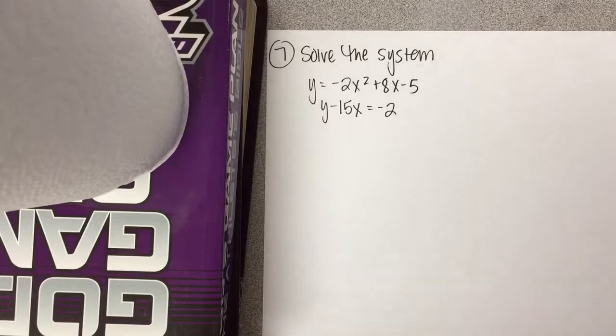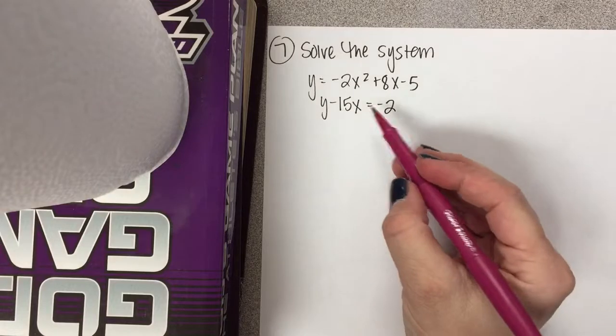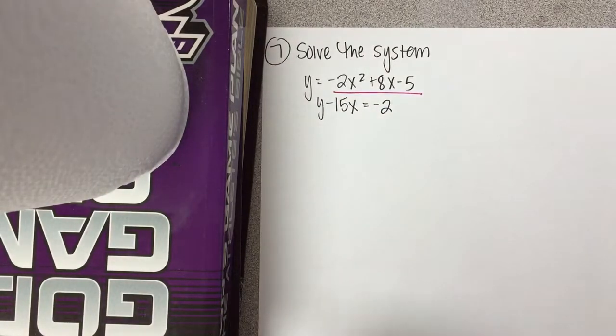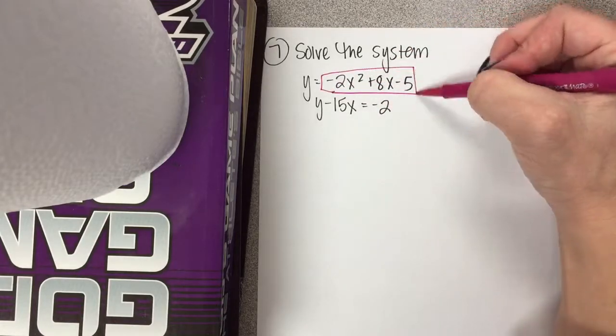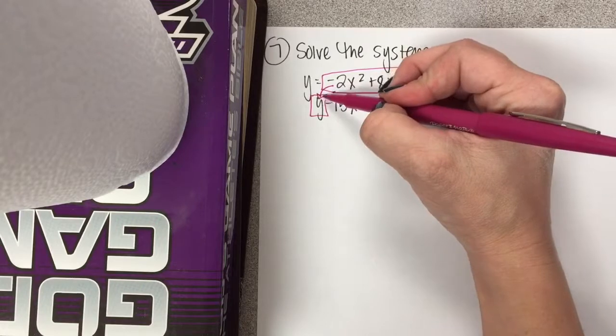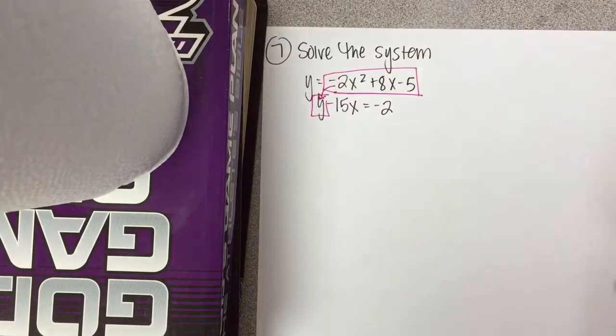Okay, for the very last part, we're going to solve a system. And so what you want is you want one of your equations to be solved for y, and then you're going to substitute that in for y in the other equation. So right here you can see that y equals negative 2x squared plus 8x minus 5. So I can take this and put it down here in place of this y.